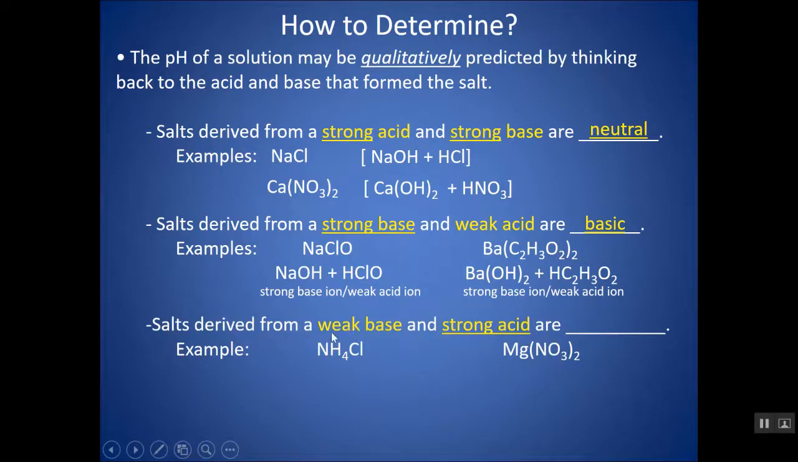And if you have salts derived from weak bases and strong acids, then those are going to be acidic. If we think about this, NH4Cl. What base is NH4 coming from? That's really coming from ammonia. Cl is coming from HCl.